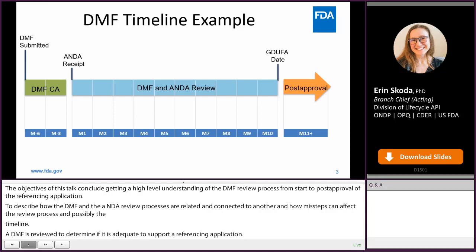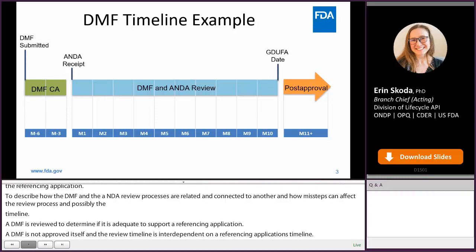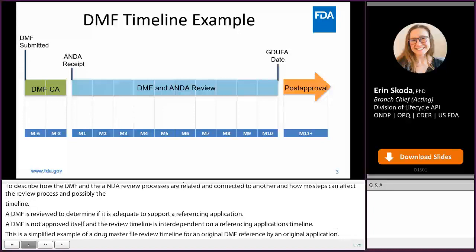This is a simplified example of a Drug Master File review timeline for an original DMF referenced by an original ANDA application. In this hypothetical example, the ANDA review cycle is followed by an approval action, and all the timeline dates are met and nothing goes wrong. This original review is given the standard ANDA clock of 10 months.